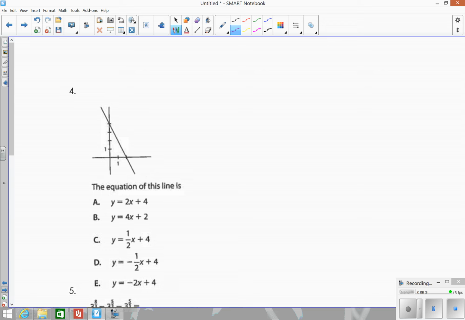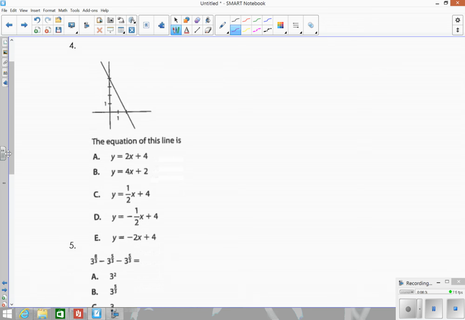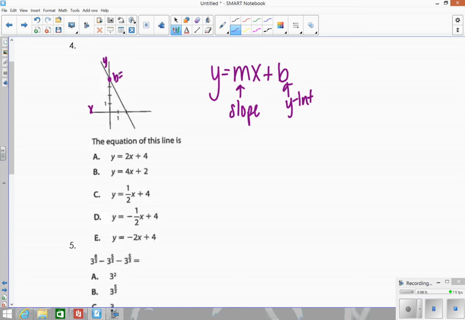The next example here is coming up with the equation of a line. So if you ever want to come up with the equation of a line, you're looking for y equals mx plus b. So you need to know the slope, and you need to know the y-intercept, or where it starts. So the y-intercept is where it crosses the y-axis. So here's my x, here's my y-axis. So the y value here, the y-intercept, is going to be 4.